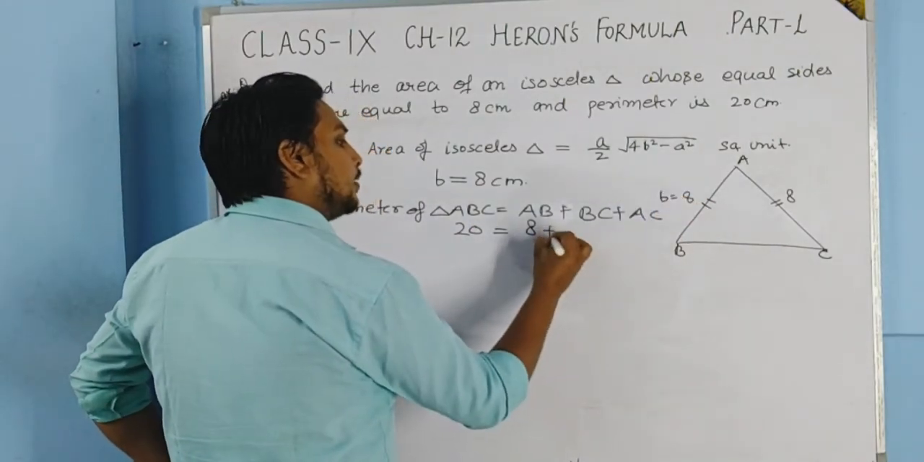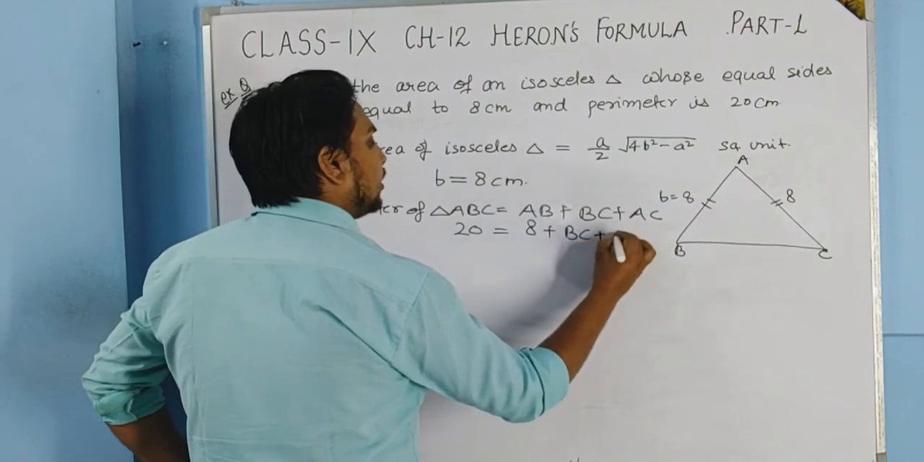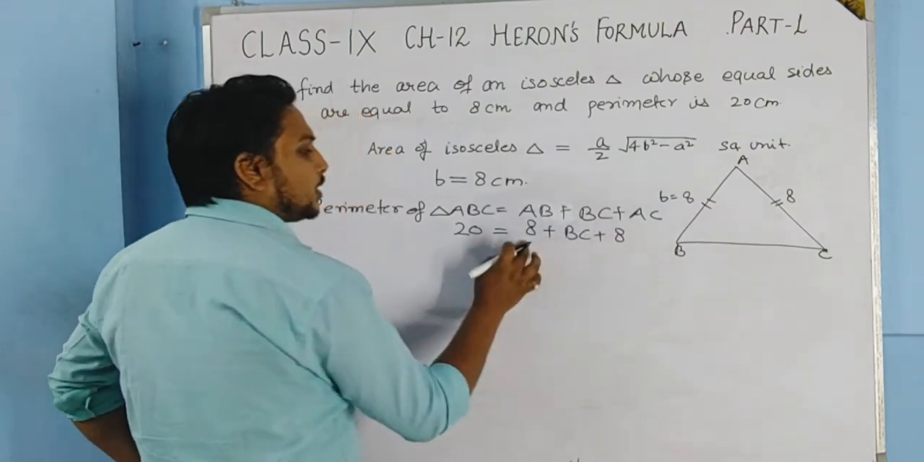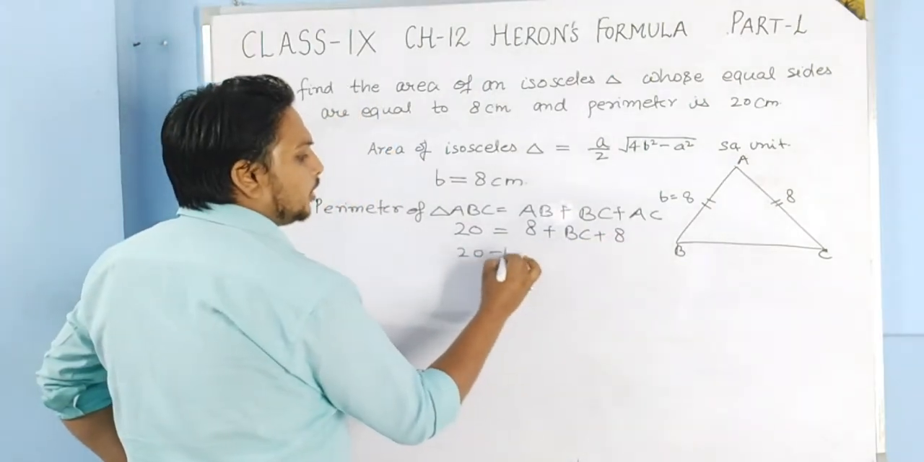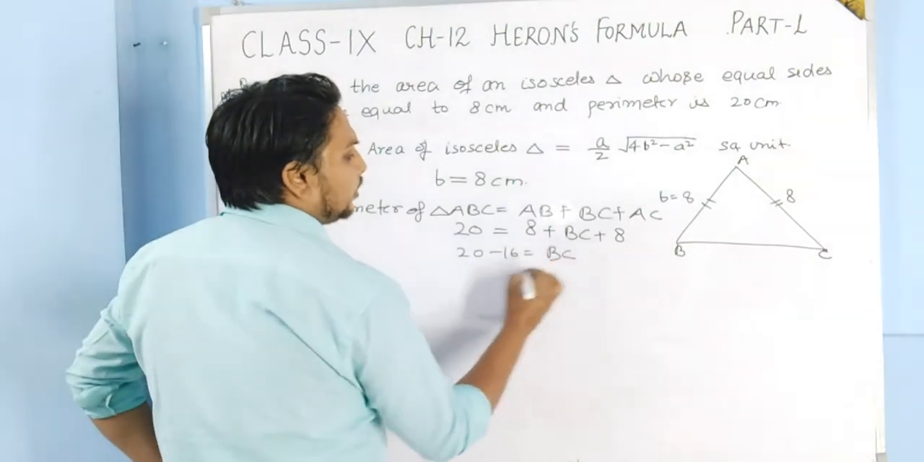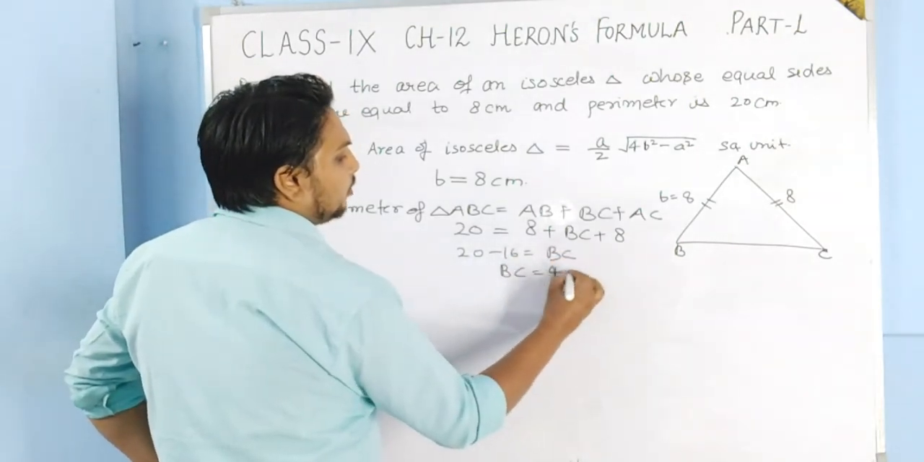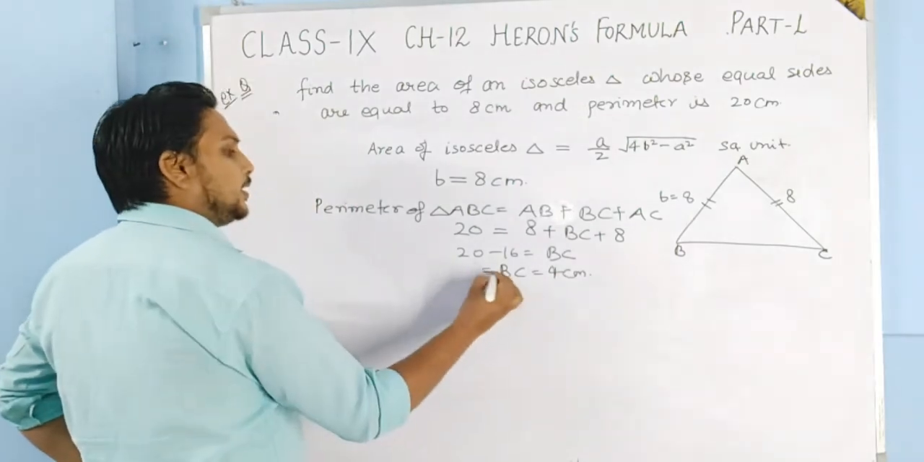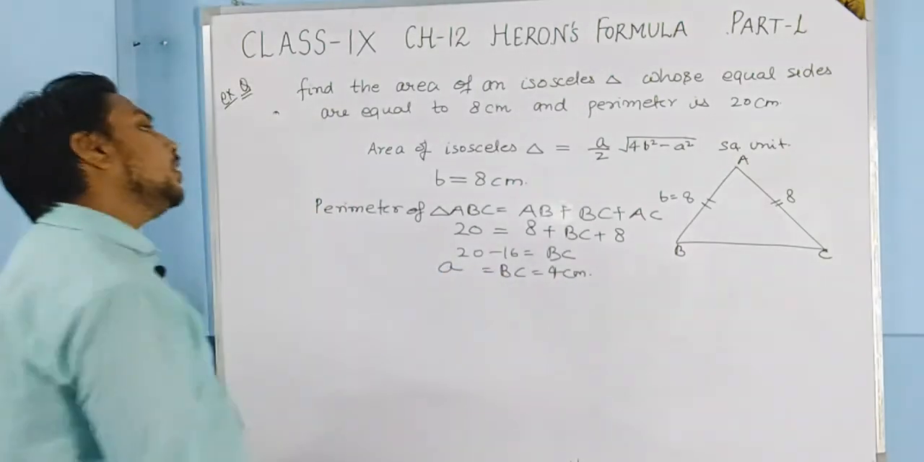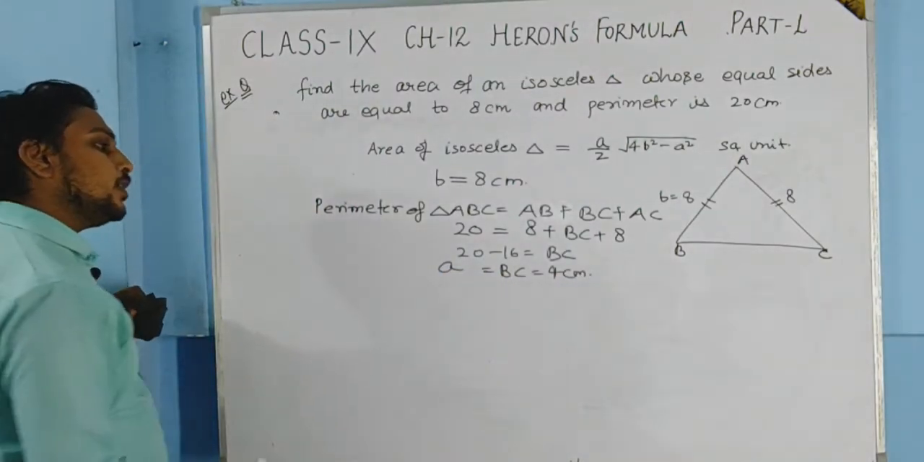Okay, and BC we don't know the length of BC. So 8 plus 8, 16. When you shift it to the left hand side, it will be the length of BC. So BC is equal to 4 cm. And BC is the unequal side, so you can give it the name a.